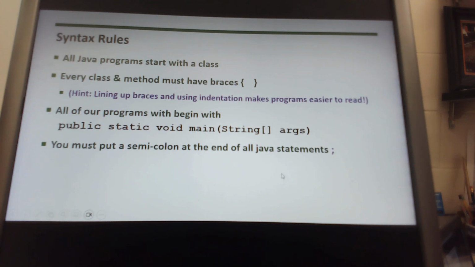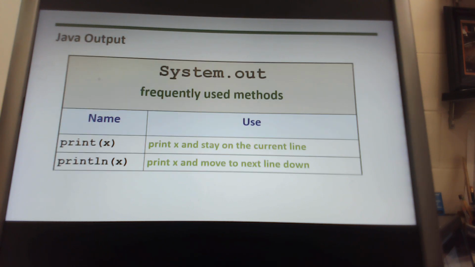So we follow the syntax rules, a couple of things. System.out, some of the most frequently used methods that we're going to see some examples of: we're going to have print and println. Print means print whatever's in the parentheses and then stay on that same line. Println means to print whatever's in the parentheses and then move down to the next line.